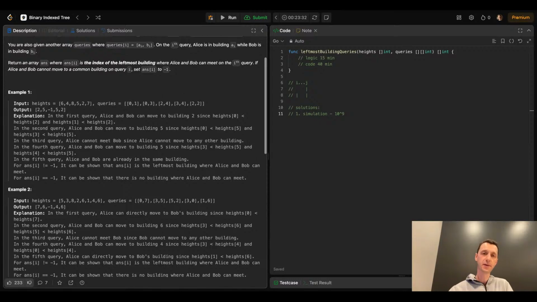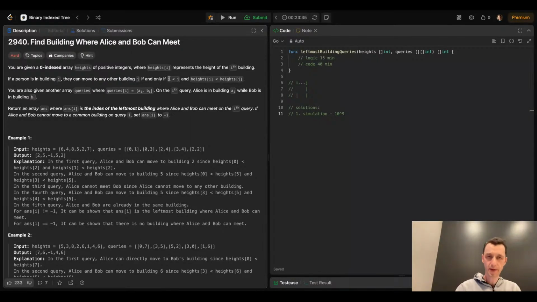Because of this requirement, this condition, we can only move to the higher index building j if and only if j is higher than i, and the height of the building is bigger. So yeah, that blocks the sorting and binary search.